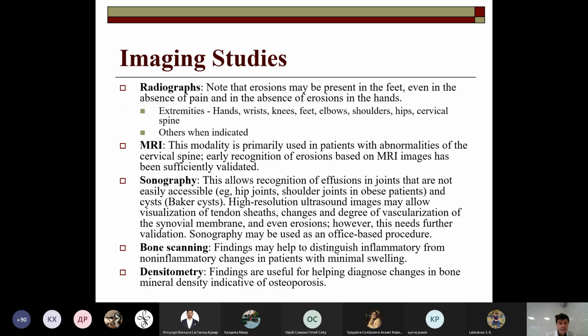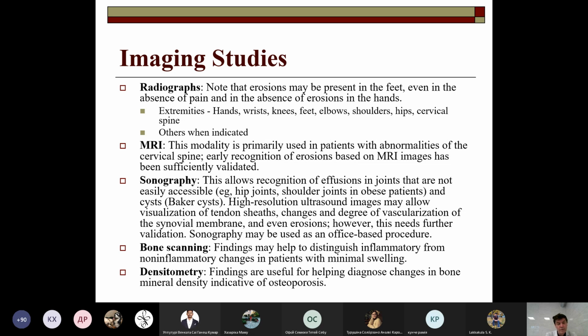So, what about imaging studies? Imaging studies are qualified as radiographs, MRI, sonography, bone scanning, and densitometry. At the fairly early stage, MRI is generally recommended, but at the moderate to severe stage, please use X-ray as the traditional element for staging and checking, and please use a radiograph of the lung when needed.